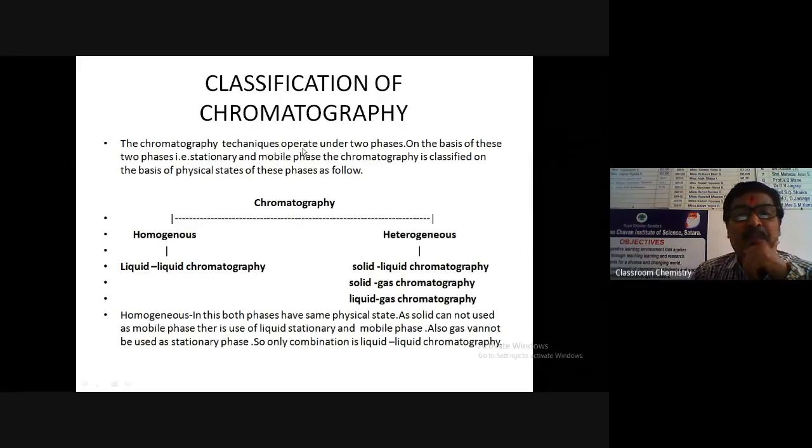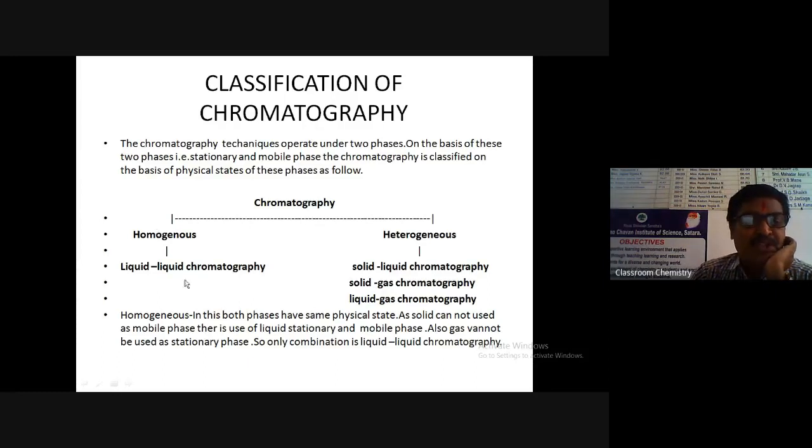Chromatography is classified as homogeneous and heterogeneous. Homogeneous chromatography is a liquid-liquid chromatography, while heterogeneous chromatography is solid-liquid, solid-gas, liquid-gas chromatography.